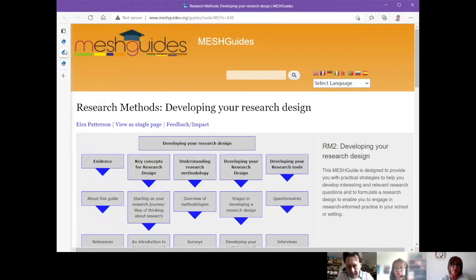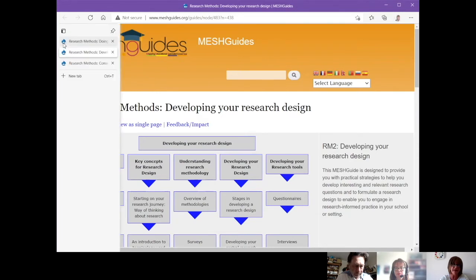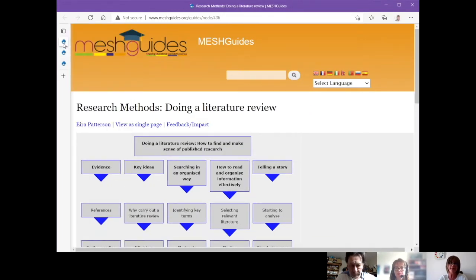The next mesh guide that I would like to take you on to is this one. It's doing a literature review. Before you actually start thinking about designing your own research project, it's really good for you to engage in depth with the literature that exists, to really get an idea of what's already out there, because that helps you to raise some really intelligent and useful questions, and also gives you insights into what you might try out in your own practice.